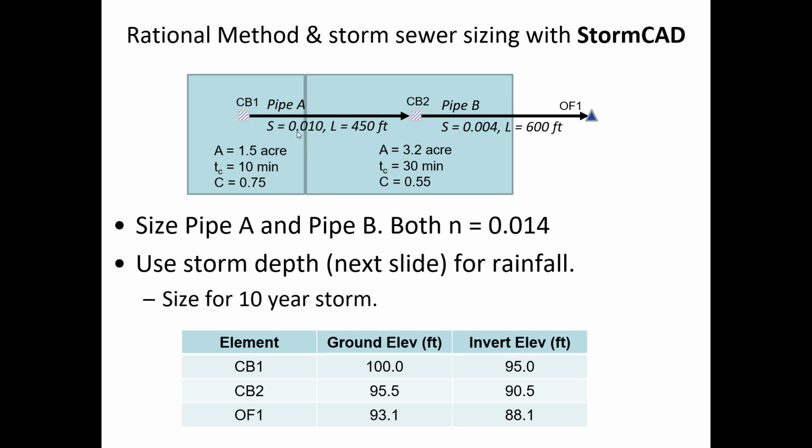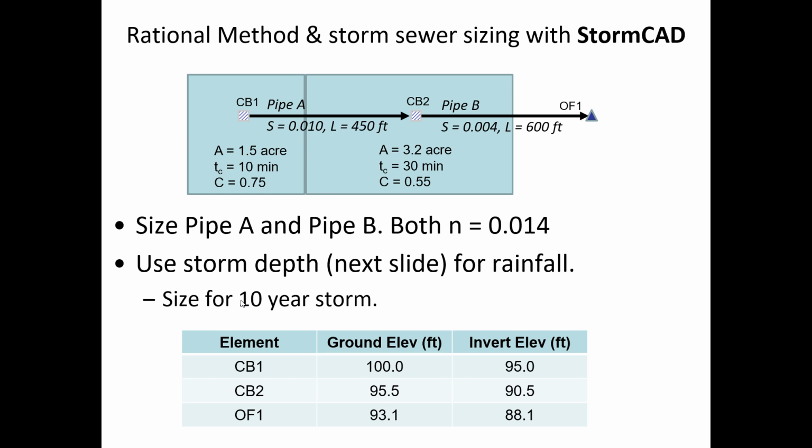So you can see that the slopes and the lengths of each of those pipes are given, but we don't know what diameter is required in order to convey all of the flow. And so the example that we're going to look at is we're going to see what pipe size would be required in order to make it big enough to capture the 10-year storm.